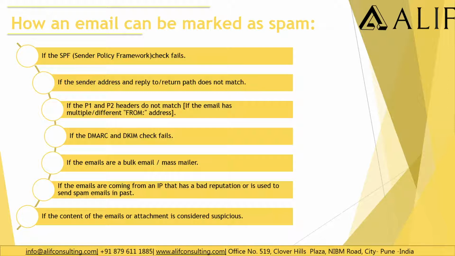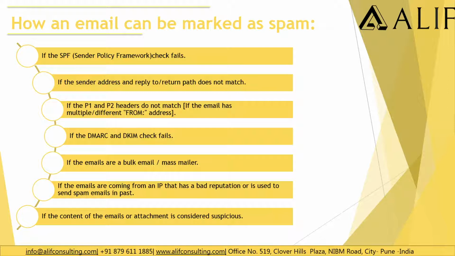Okay, if the sender address and the reply address, the return path, that is the From address and the Mail From address, do not match, that is the third point itself: if the P1 header and the P2 header do not match, or if the email has multiple different From addresses. This could be a scenario where there is an email loop in which the From address continuously changes, however the return path continues to be the same. In that case, your email is going to be marked as spam. Again, if the DMARC and DKIM checks fail as well, so literally if any one of SPF, DKIM, DMARC fails, your email is going to be marked as spam.